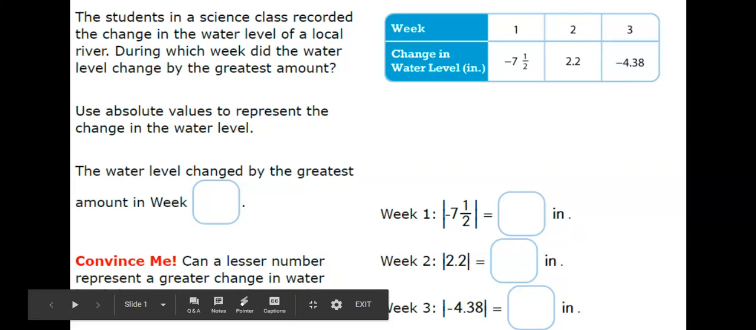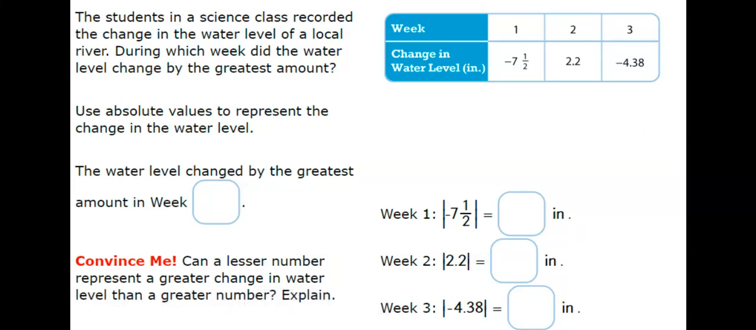In this lesson, we're going to look at absolute value and how that works. Absolute value is basically how far away a number is from zero. The students in a science class recorded the change in the water level of a local river. During which week did the water level change by the greatest amount?